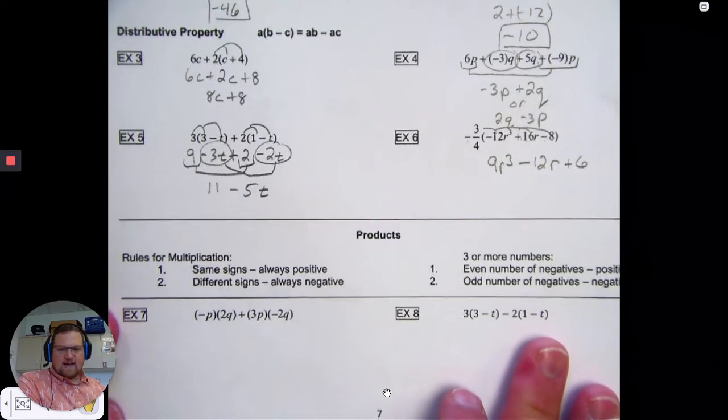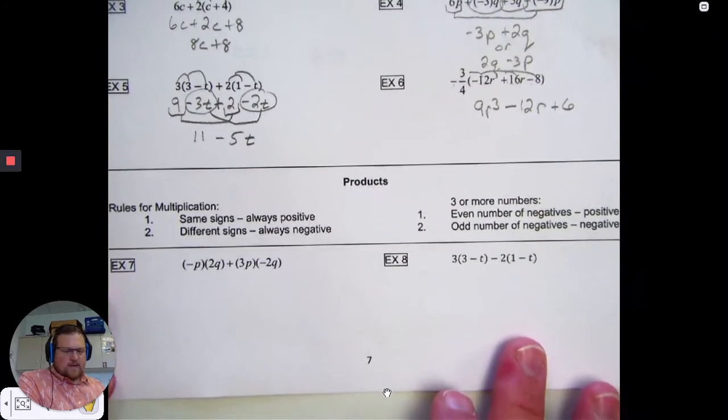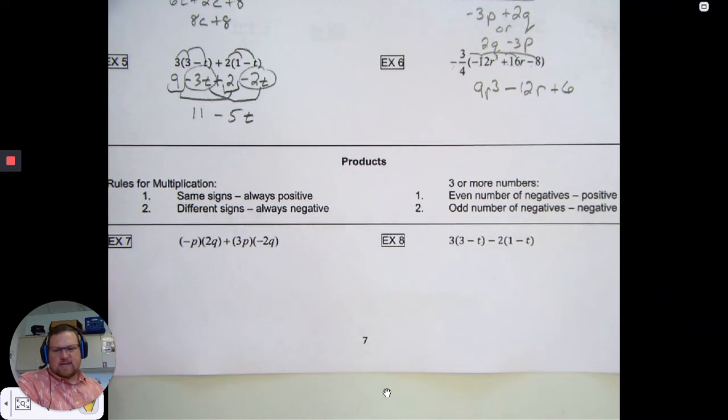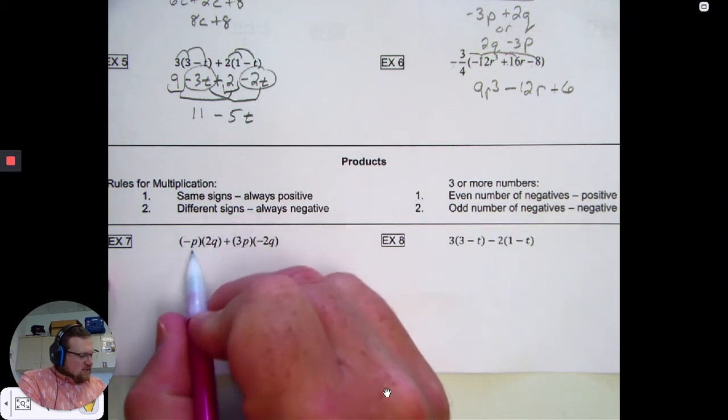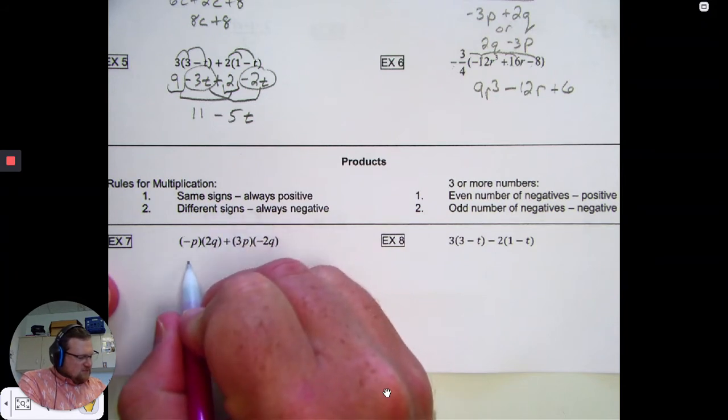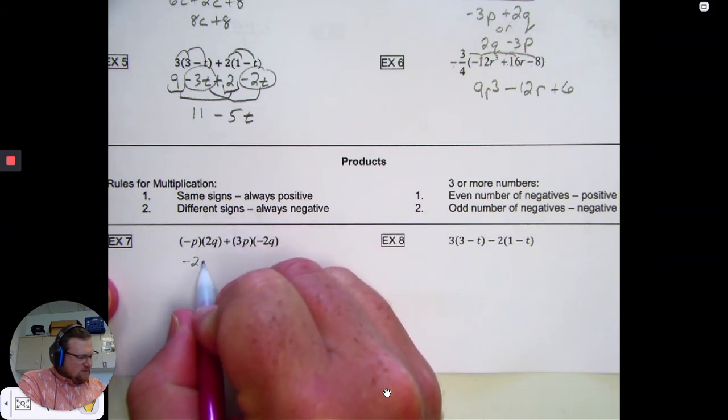Okay, moving on. Now we're going to be looking at some products, right, where we're multiplying positives and negatives. Remember, if you have an even number of negative signs, they always end up positive. If you have an odd number, it's going to end up negative. Okay, so here we have to do this multiplication before we can do the addition. So this is going to be a negative 2pq.